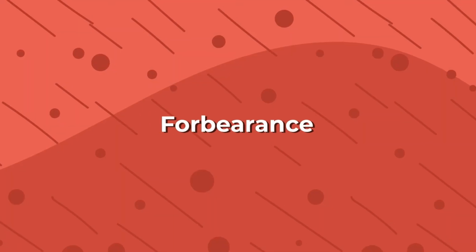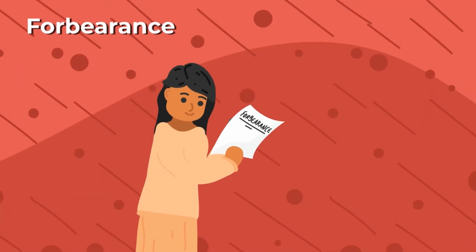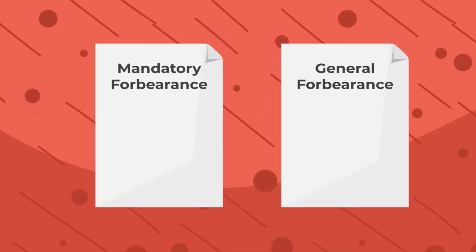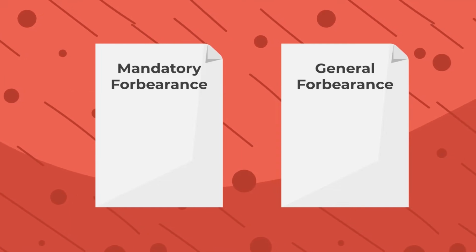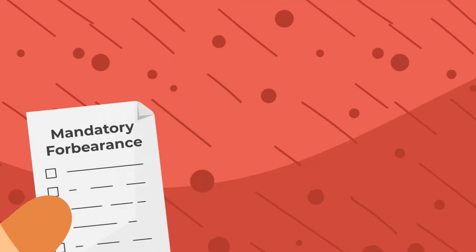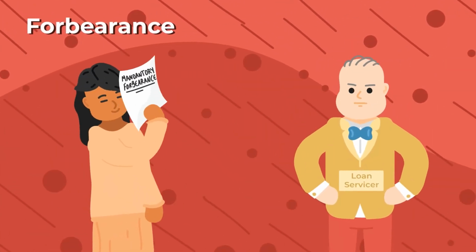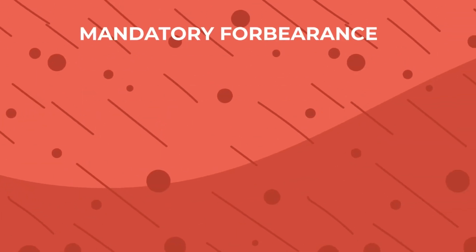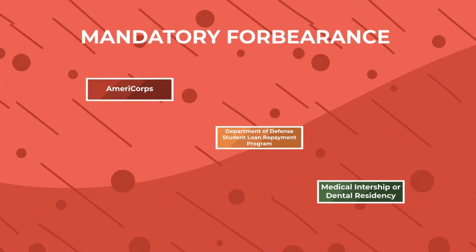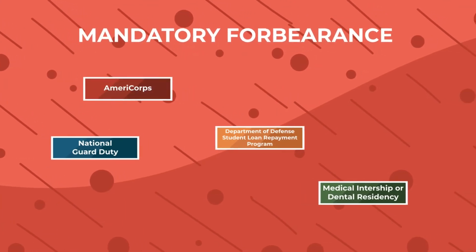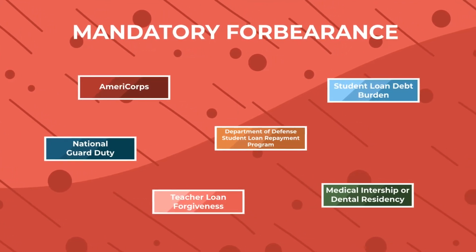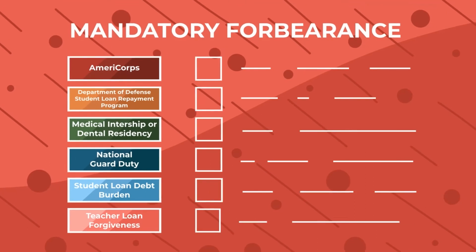In order to request a forbearance, you'll need to fill out a form with your loan servicer explaining your situation. You'll need to decide whether to apply for a mandatory forbearance or a general forbearance. A mandatory forbearance has strict eligibility requirements similar to a deferment, but cannot be declined by your loan servicer if you qualify. The categories of mandatory forbearance are AmeriCorps, Department of Defense Student Loan Repayment Program, medical internship or dental residency, National Guard duty, student loan debt burden, and teacher loan forgiveness. I'll go into eligibility requirements for each of these in more detail in another video.